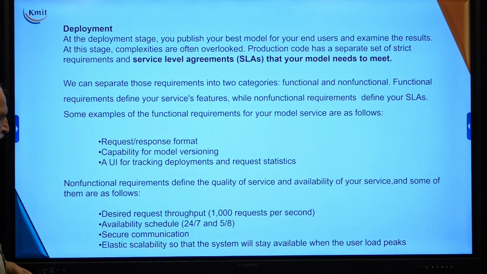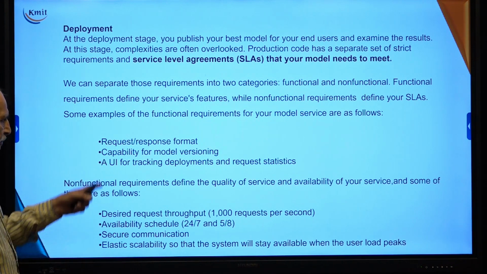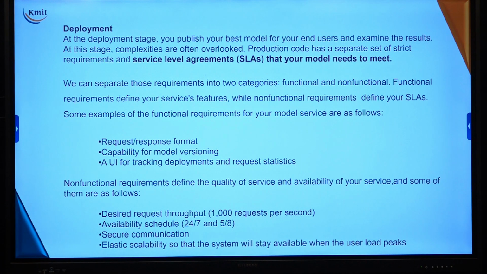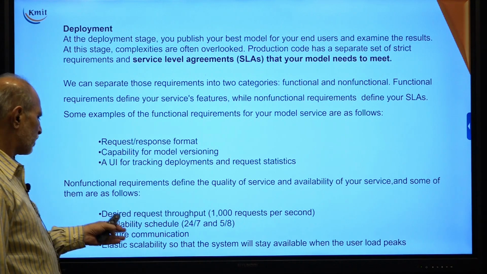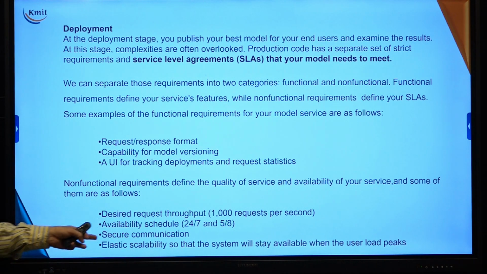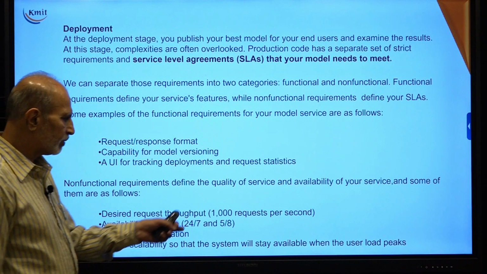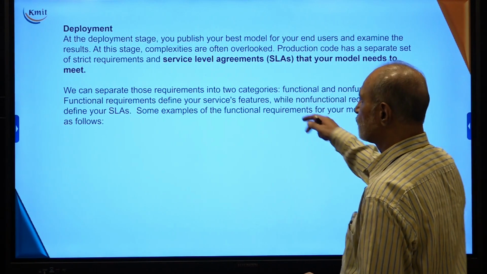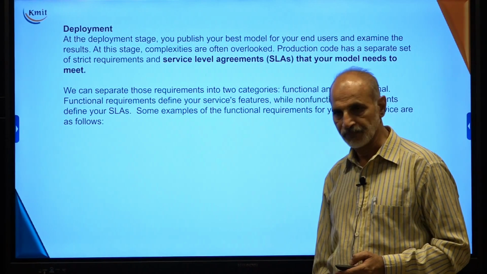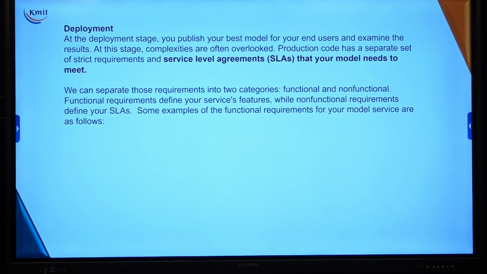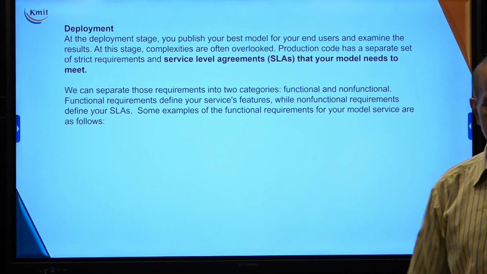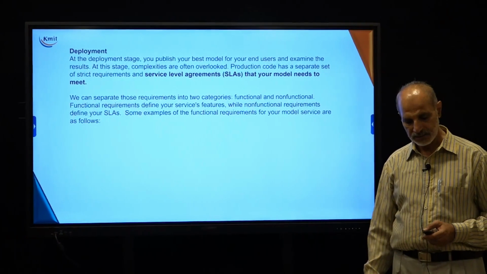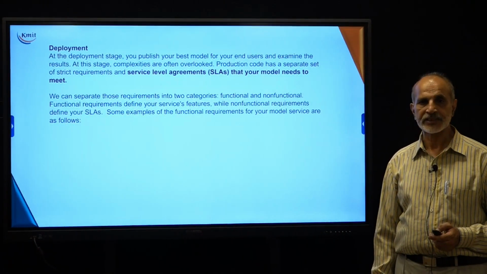Some examples of functional requirements are request response format, capability, model versioning, and user interface for tracking the deployment. And for the non-functional requirements, we have what the throughput is, what the availability schedule is, and security, communication and elasticity available for my data set. With this we end here and we go for a deployment with the service level agreement. So if we follow certain principles, my rate of failure will diminish. Failure will always happen, but if we follow certain standard practices, the failure rate can be drastically reduced. Thank you.